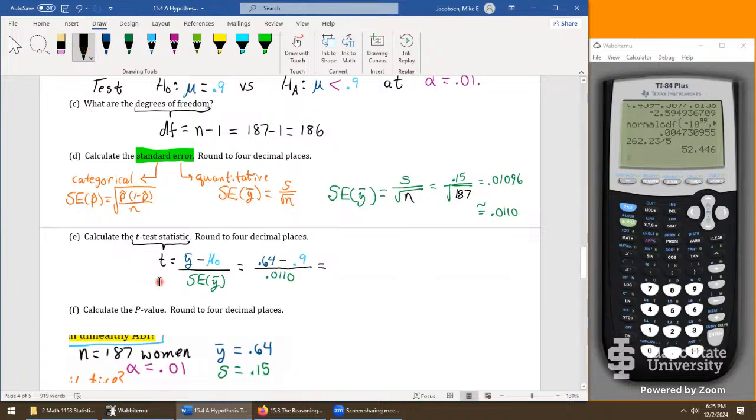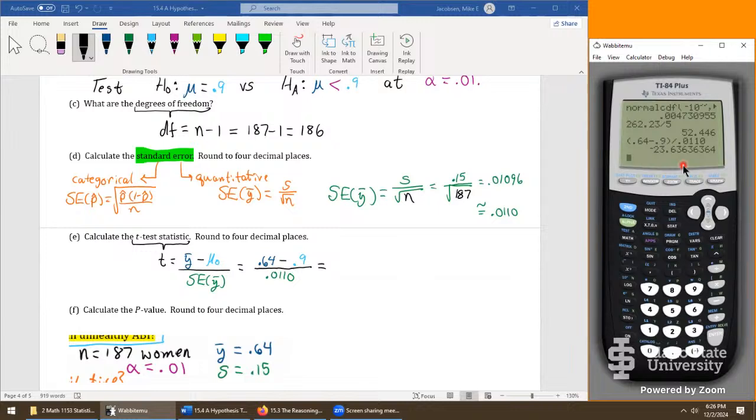So again, this t-test statistic measures the number of standard deviations your data is away from the claim in the null hypothesis. So on this one, it's going to be 0.64 minus 0.9 divided by 0.0110, and we get negative 23.6364 standard deviations. Wow. That's like going from the planet Earth to a different star in terms of distance.